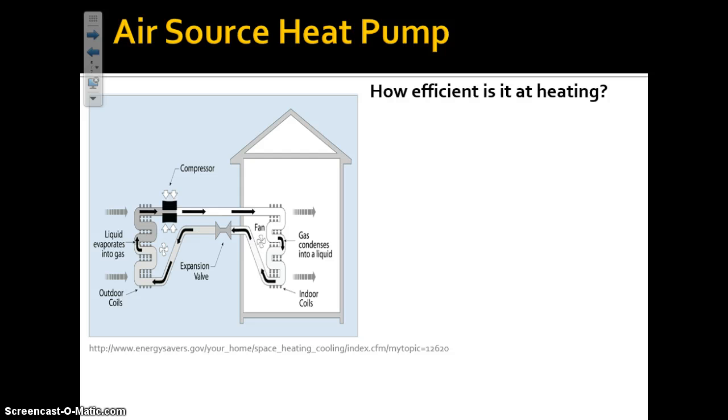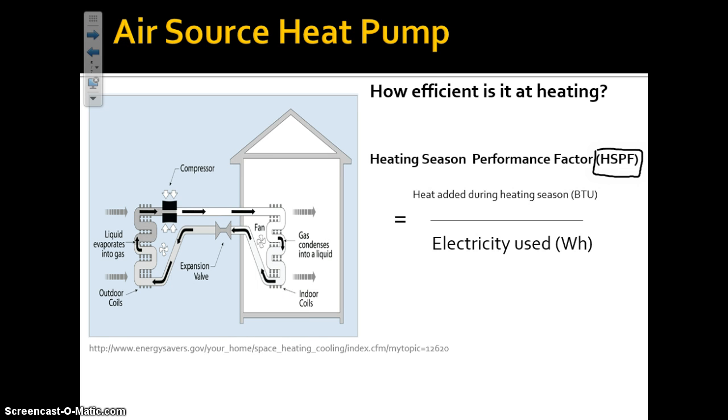It's very, very similar in terms of the formula, but it's a totally different term. Heating Season Performance Factor, HSPF, is what you normally hear this referred to as. And so it's almost the exact same equation, except it's the heat added during the season in BTUs, and then the electricity used in watt hours. So remember, SEER is how many BTUs of heat are removed. This one is how much heat is added. So again, you're pulling heat from outside and you're dumping it inside the building.